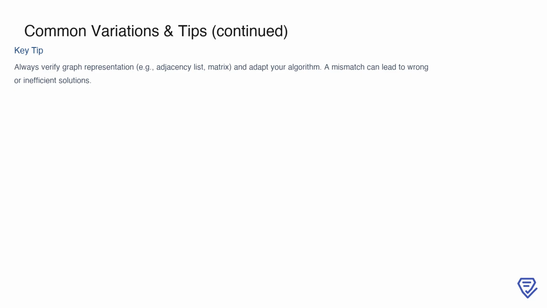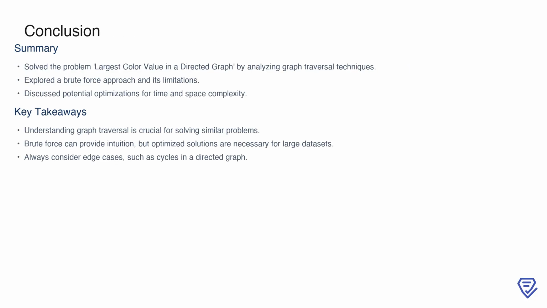A critical tip for working with graphs is to always verify the graph's representation, whether it's an adjacency list, adjacency matrix, or another format. The choice of representation can significantly impact your algorithm. For example, certain algorithms are more efficient with adjacency lists, while others might be better suited for matrices. If there's a mismatch between the algorithm and the representation, it can lead to incorrect or inefficient solutions. Taking the time to adapt your approach based on the graph structure ensures both accuracy and optimal performance in your solution.